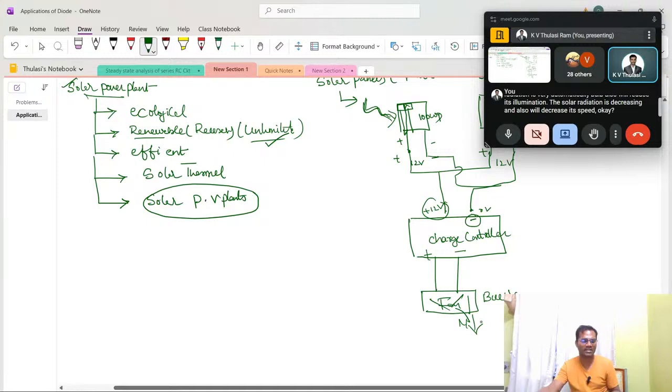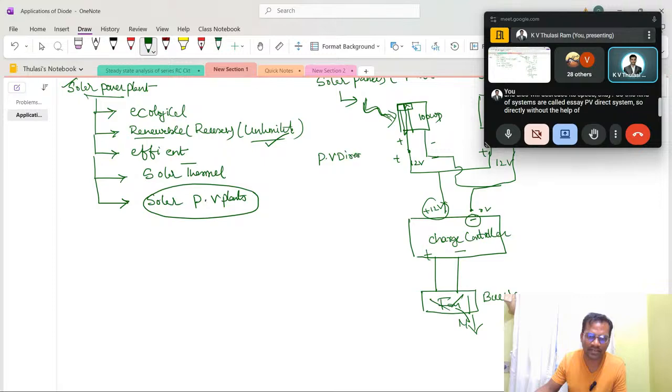Okay, so these kind of systems are called a PV direct system. So directly, without the help of a battery, the solar panel is connected to the charge controller, and the charge controller is connected to the load. So these kind of plants are called PV direct plants.